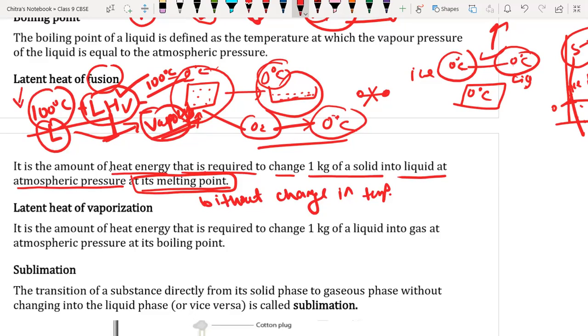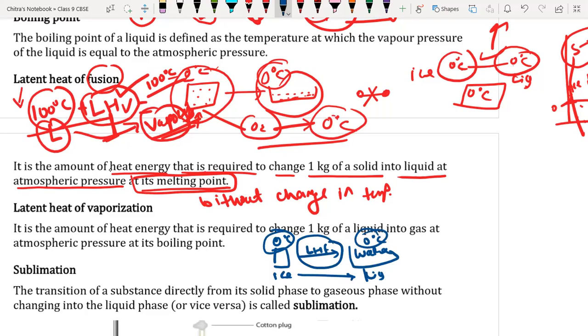Okay, so here I'm just going to draw one structure so that you will understand properly. Suppose here we have ice, at 0 degrees Celsius. Ice will absorb latent heat of fusion and will convert into water, meaning liquid state, but temperature will remain the same, 0 degrees Celsius. So here, ice converts into liquid, water, without change in temperature. Temperature will remain the same, but it is absorbing that amount of heat, which is called latent heat of fusion.